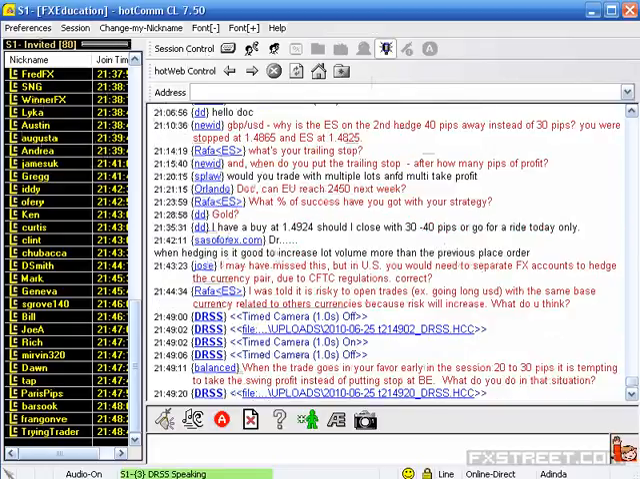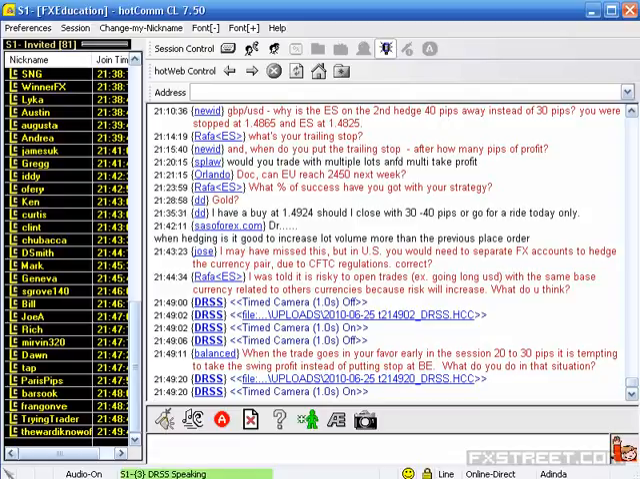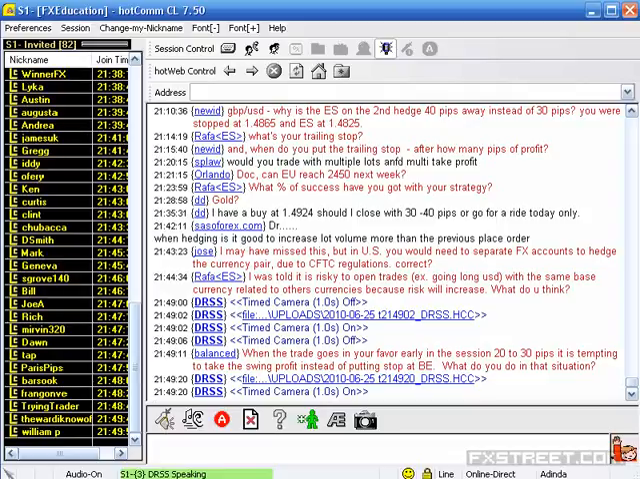Then, GBP, new age: why is the European session on the second hedge 40 pips away instead of 30 pips? No, sorry. It is only 30 pips, and sometimes you can keep it above, 30 to 40 pips. There is no strict rule that you have to keep 30 pips. And if you find that the market may make a little bit of a stop run, you can keep even a 40-45 pip hedging order, there is no problem.